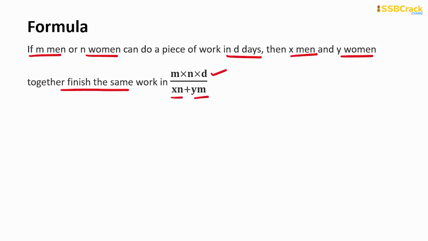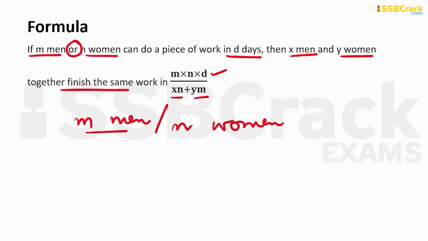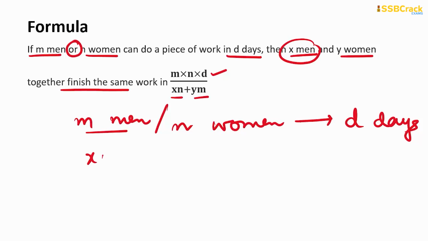So firstly let's write what is given in the statement. So it states that M men, here or, right? So or means either M men or N women, right, can complete a work in D days, and we are required to find the time taken by X men and Y women, that is plus Y women, to complete the same work.